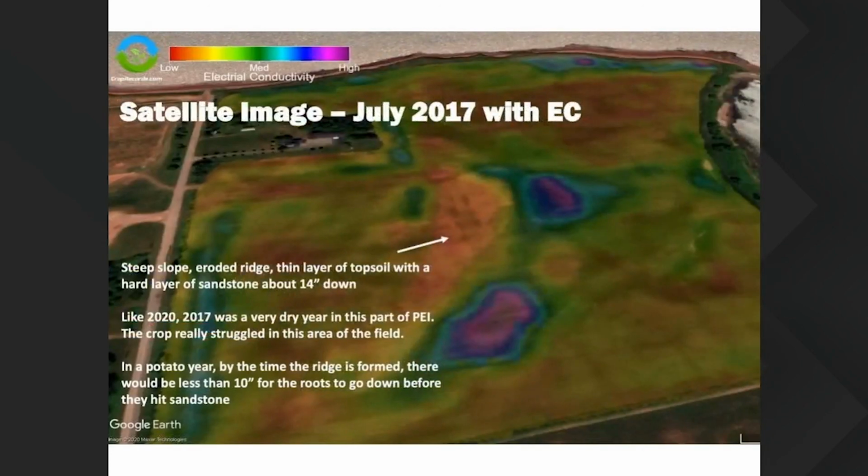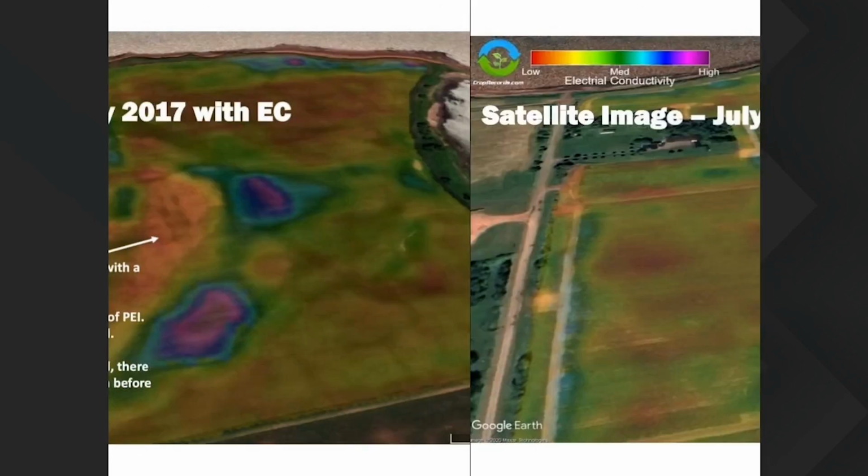In 2017, anyone listening here from this region will remember, well, the last 4 or 5 years have been quite similar, but 2017 started off very dry. And in July, that barley crop really was struggling on that sandy ridge with thin topsoil and a layer of sandstone not too far from the surface. So if that was a potato year, not a lot of room for the roots to go down after that ridge is formed. They're a shallower rooted crop anyway, but even with irrigation, I think they probably wouldn't be an optimal part of that field in terms of yield potential for sure.